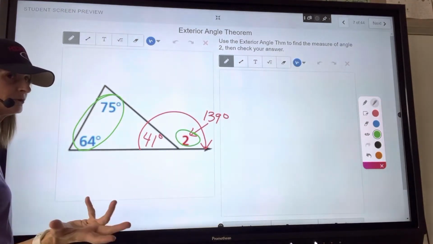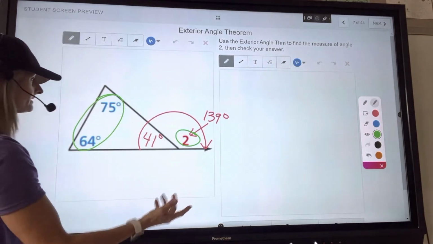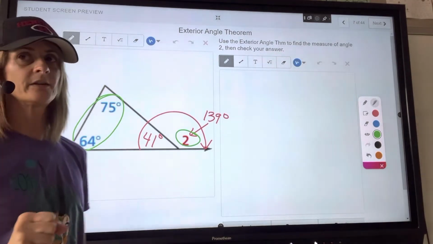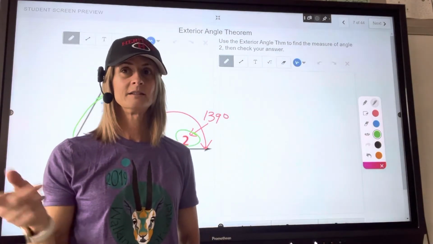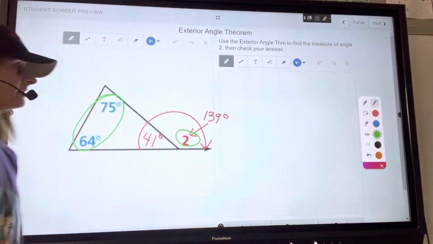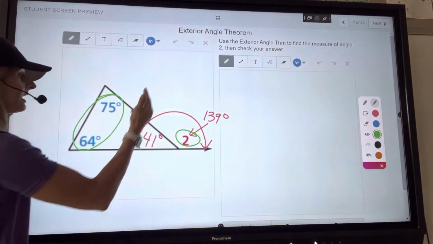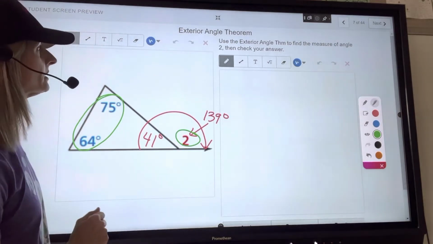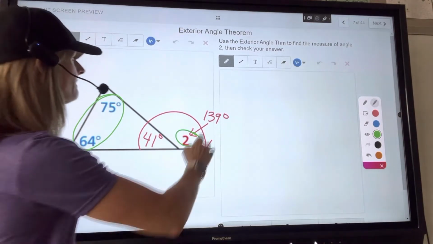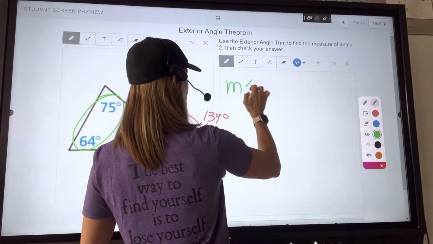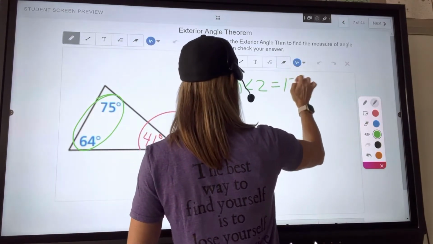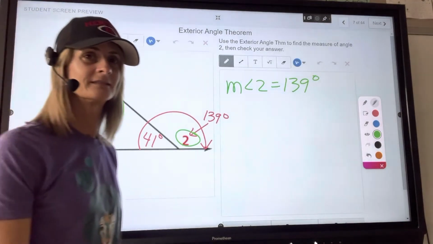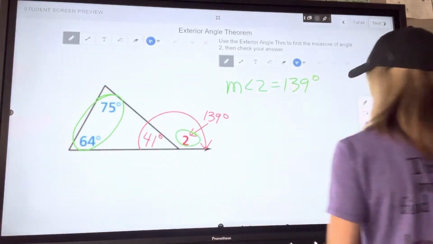So all you have to do, rather than going through this whole process, is add 75 and 64. What's 75 and 64 when you add it together? It should be 139. There you go, 139, done. So rather than figuring out the 41 and then subtracting it from 180, you can just add the 75 and 64. So the measure of angle 2 is 139 degrees. Done. Questions? That's the exterior angle theorem.